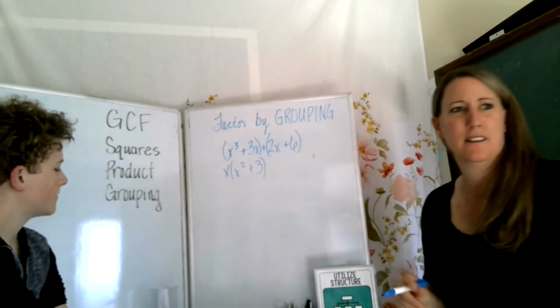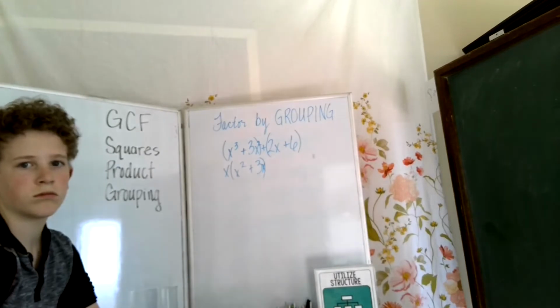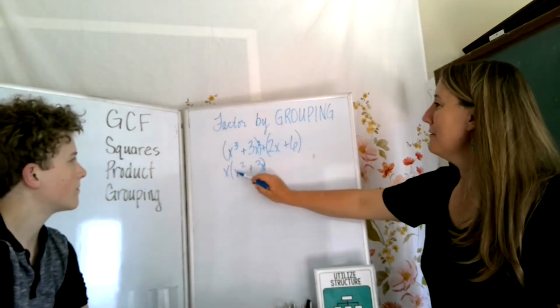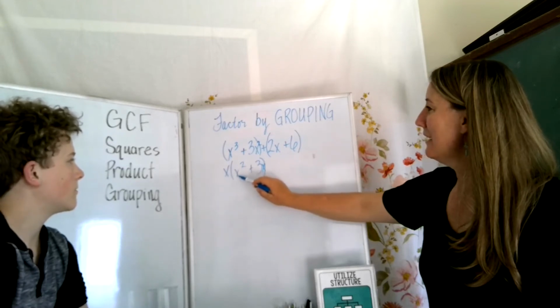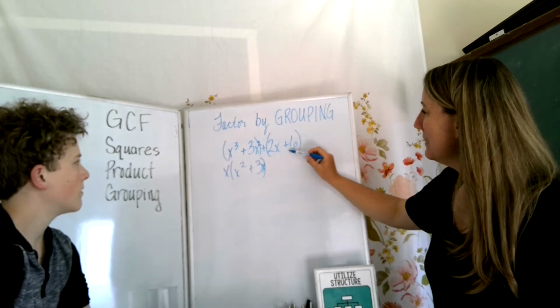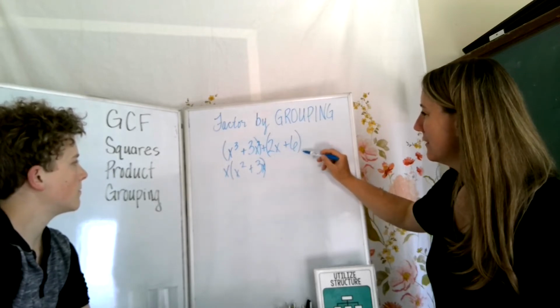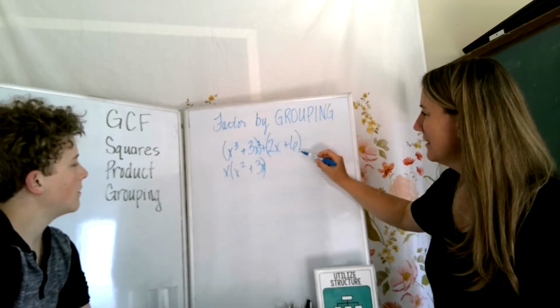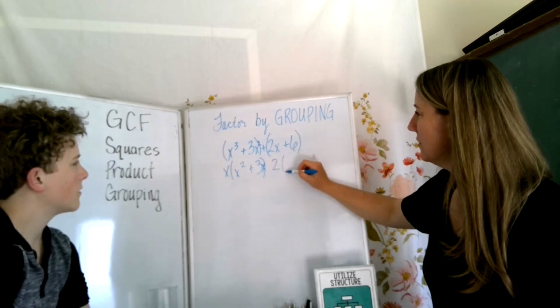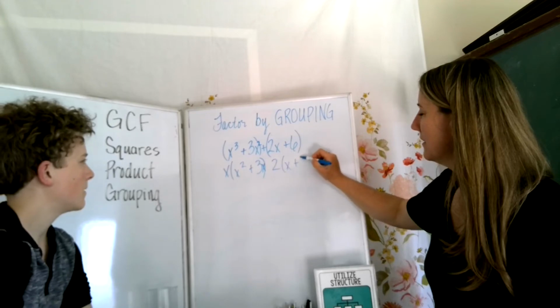Okay. Yep. I had forgotten to write something. This is supposed to be 3x squared. So if we factor out an x, we're left with x squared plus 3x. And then do we have a common factor that we could factor out of this? Yeah, you could factor out 2. You could. So you could have 2 times x plus 3.